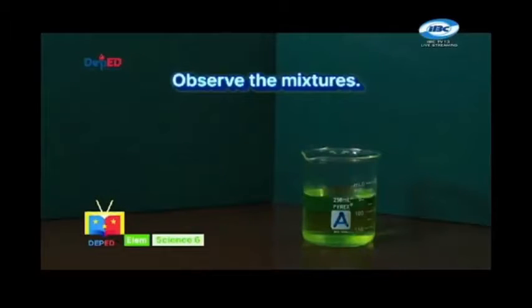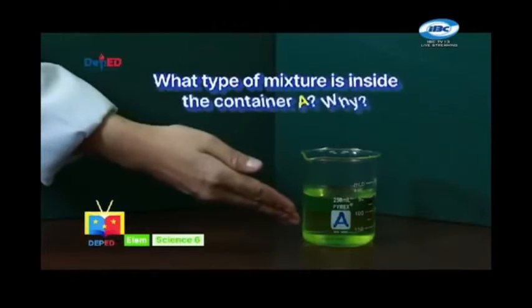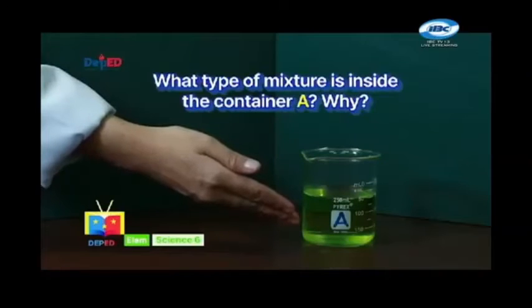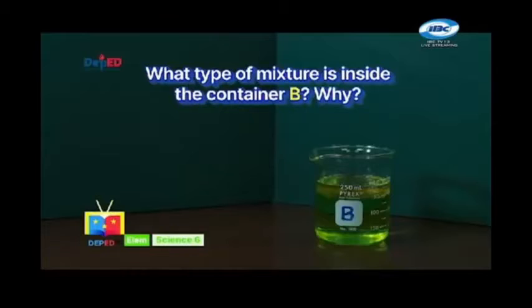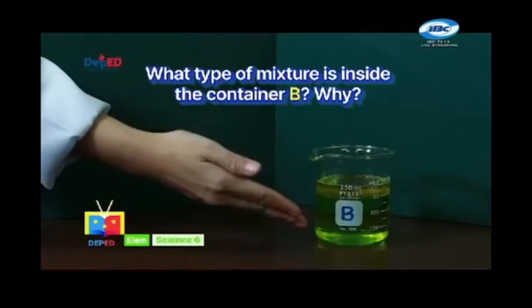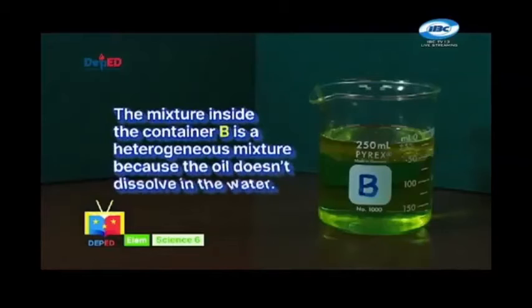Finally, observe the mixtures. What type of mixture is inside the container A? Why? Excellent! The mixture inside the container A is a homogeneous mixture because the food coloring is evenly mixed with the water. What type of mixture is inside the container B? Why? Very good! The mixture inside the container B is a heterogeneous mixture because the oil doesn't dissolve in the water.